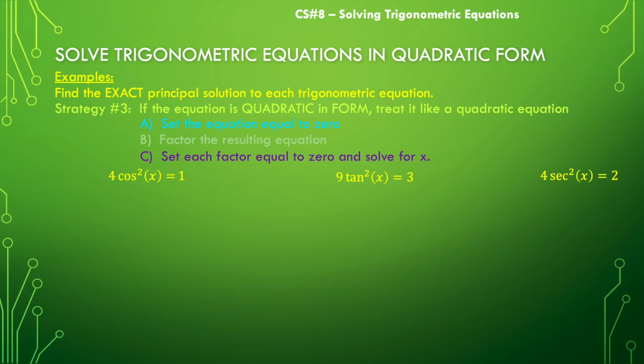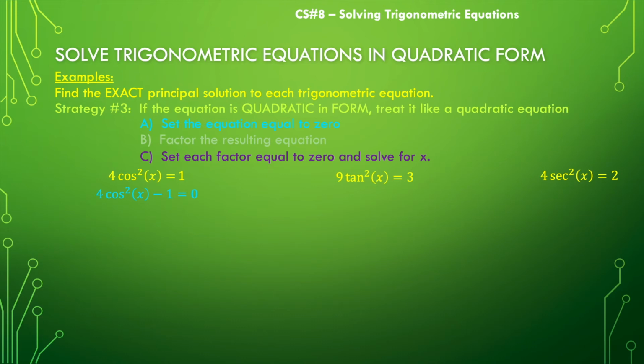A couple more examples for us to walk through. And look, these look a little simpler. Okay, and in some ways they are. Notice that they're still quadratic in form, but there's no middle term. Okay, so let's take a look. This first example, 4 cosine squared of x is equal to 1. We will set that equal to 0 and subtract 1 on both sides. We'll say that that is 4 cosine squared of x minus 1 is equal to 0.